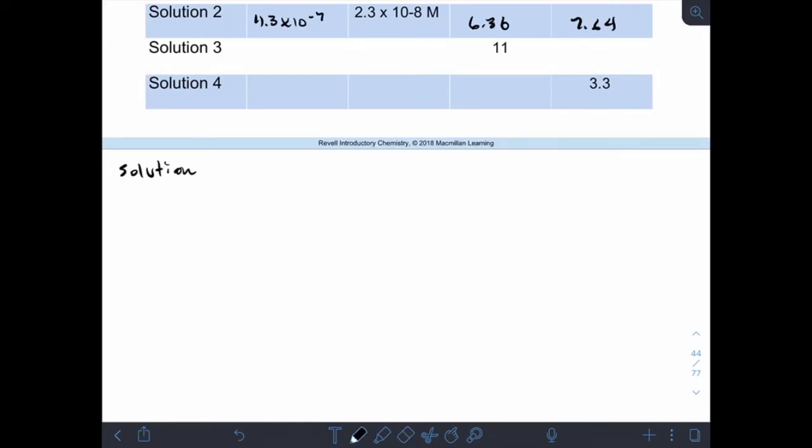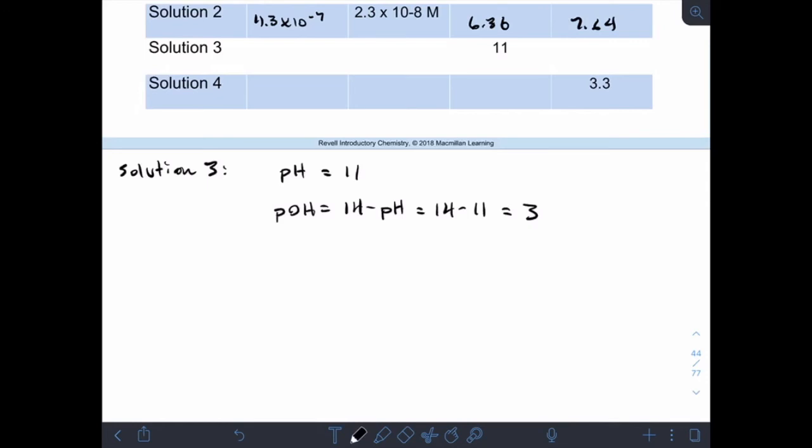So now we're on solution 3. And solution 3, we're given pH of 11. So the easiest thing is to find the pOH right off the bat. So pOH is 14 minus the pH. 14 minus 11 equals 3. Right, so that one's easy.